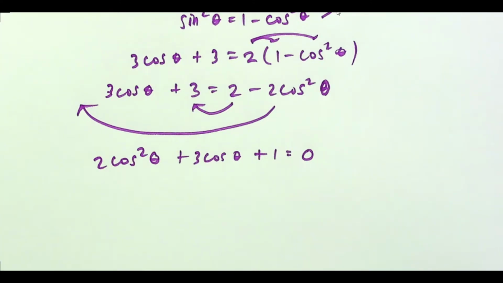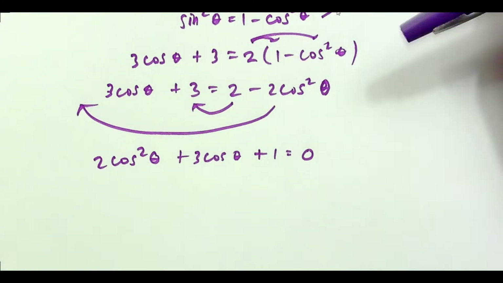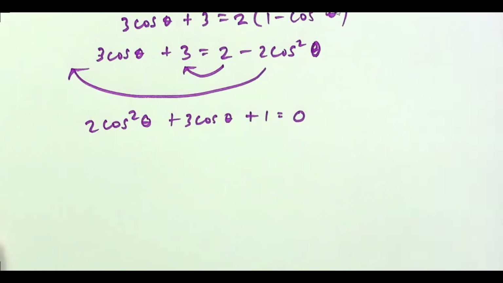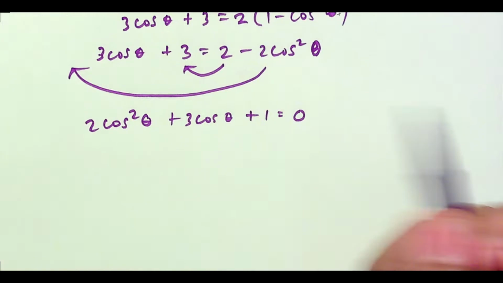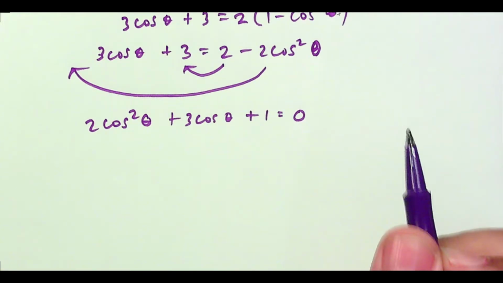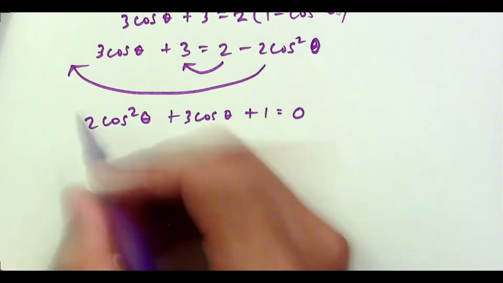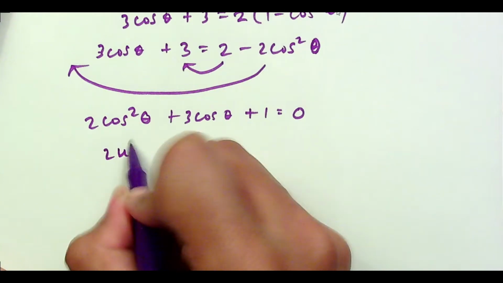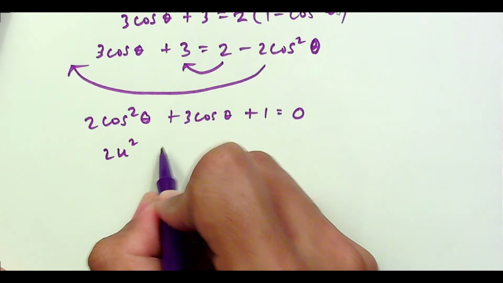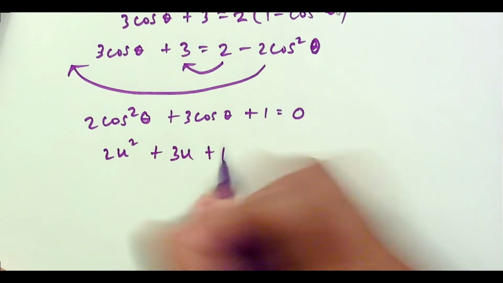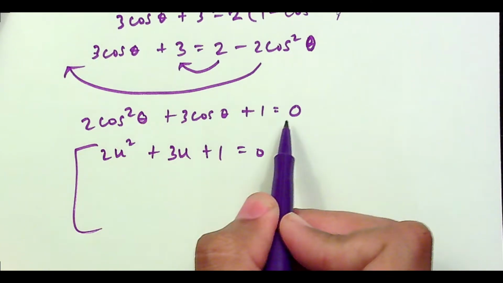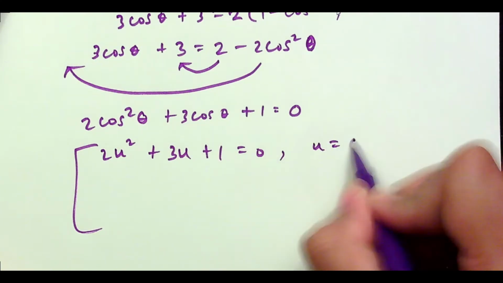And now you can solve this like any old quadratic equation. You can either factor it or use the quadratic formula. This one factors, so that's the way I'm going to proceed. Later on, we'll do an example where we use the quadratic formula because it doesn't factor. But for now, if we can factor it, we will. So factoring this is like factoring 2u squared plus 3u plus 1. If we know how to factor this, then that's exactly how you factor that, where u is the cosine.